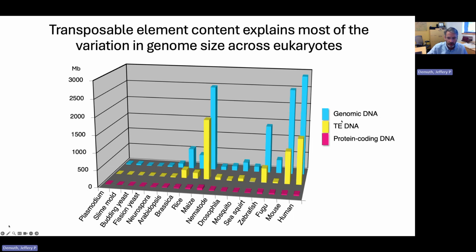Well, then what explains that genome size? It's the TE content, right? There's a really good correspondence between those yellow bars, which is the total amount of TE, and the total genome size. So, right, these things are making up the majority of variation in genome size. So that's really interesting, that seems weird, right? They're these selfish, parasitic elements that are blowing up genomes.